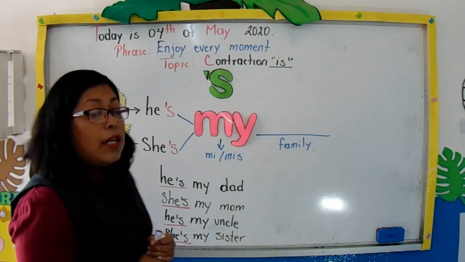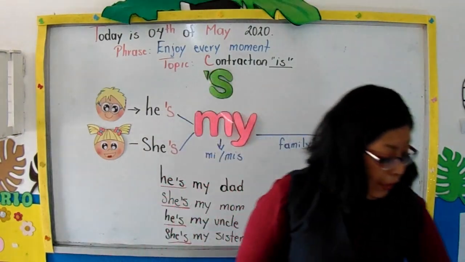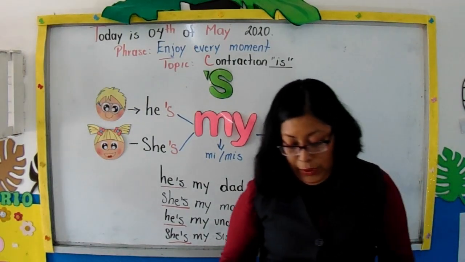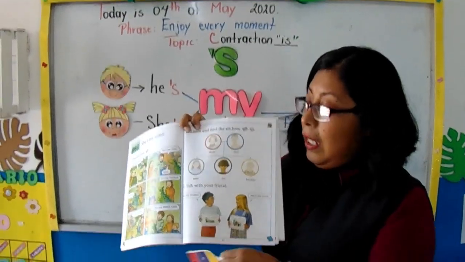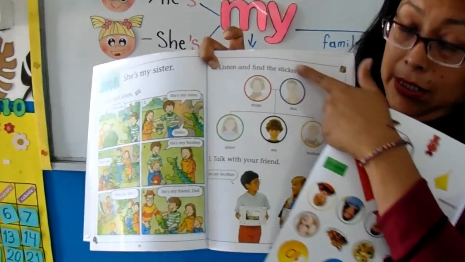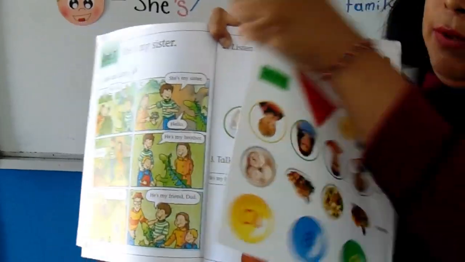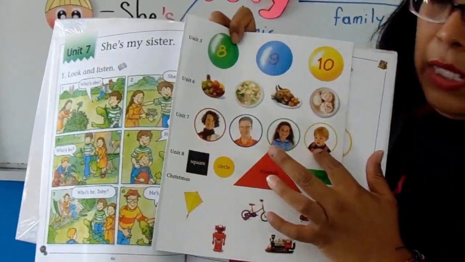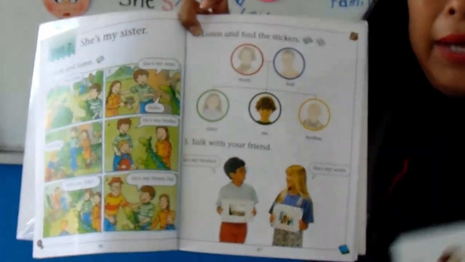Very good, students. Now, we have to work with our student book on page number 47. Vamos a trabajar nuestro libro del estudiante, página 47, right? But in this part, we have to use the date, vamos a escribir la fecha, you know, and we have to use our stickers. Vamos a utilizar nuestros stickers. Unit 7, we have to just stick them. Solamente los tenemos que pegar.